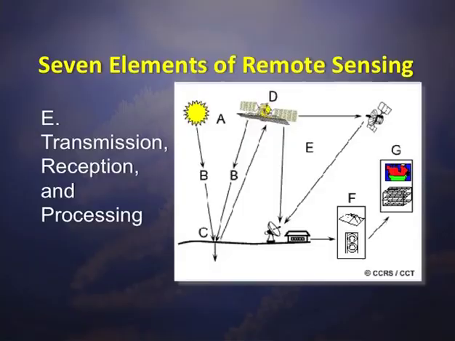Let us see the fifth element, transmission, reception and processing. After recording this energy, the satellite will transmit it to the receiver end. Usually, the satellite data receiving center is at Shadnagar. So, the data will be received by the receptor at Shadnagar.